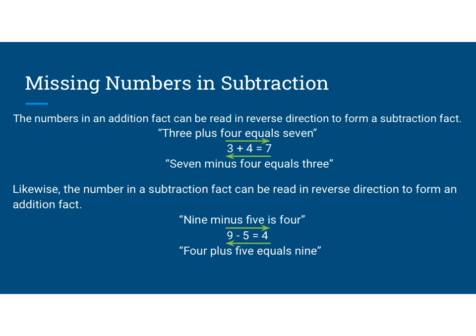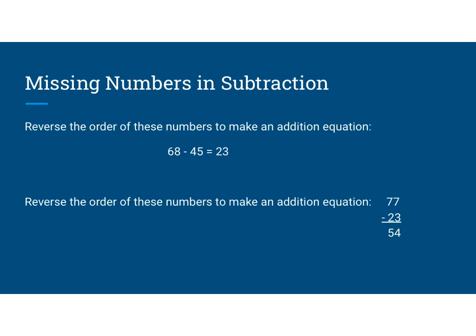So if we have 3 plus 4 equals 7, reverse that and you have 7 minus 4 equals 3. Okay? Another example, if I have a subtraction fact, then I can read that in reverse direction to form an addition fact. So if I start out with 9 minus 5 is 4, when I flip it around, I then have 4 plus 5 equals 9.